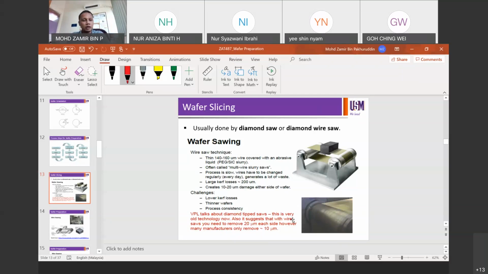Any idea for that? Why for solar cells do we want to use square shape silicon instead of round shape silicon? Anyone has ideas for that? Zuriati, any idea? Why do we want to use square shape? This one is square shape. Usually it's used for solar cell, but it's silicon also, for silicon solar cell. Any ideas, Zuriati? Or anyone else?